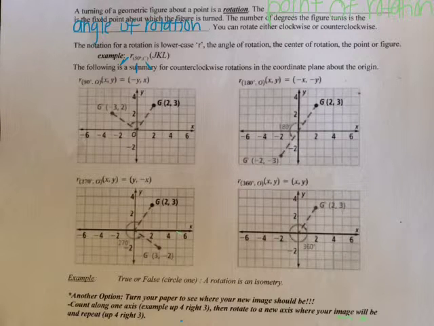If you're rotating something clockwise 90 degrees, you have to remember you flip the point and make the first new number negative. So here, the point was (2, 3). We flipped it to make it (3, 2), and then we made the first number negative. So the new point is (-3, 2).